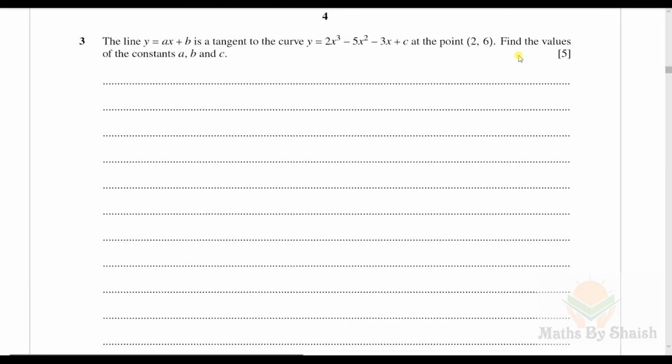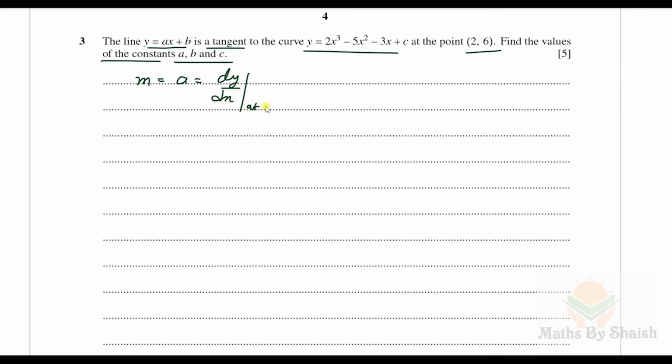So let's solve question number 3. The line y is equal to ax plus b is a tangent to the curve y is equal to this at the point 2 comma 6. Find the values of the constants a, b and c. A tangent means it will touch at one point, and the gradient of the line is the same as dy over dx at that point. So the line is a tangent, the gradient will be the same, so it means m is equal to a, which should be equal to dy over dx at 2 comma 6.